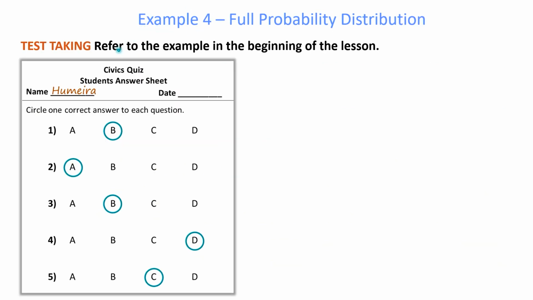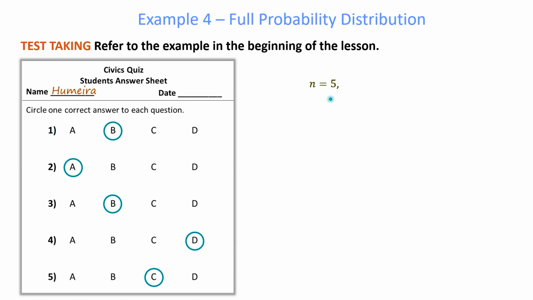Example 4. Refer to the example in the beginning of the lesson. This is where Humaira sat a civics quiz and she forgot to study. So she randomly guessed the answers to these 5 multiple choice questions. Now we can reduce this to a binomial experiment. There's 5 fixed questions.